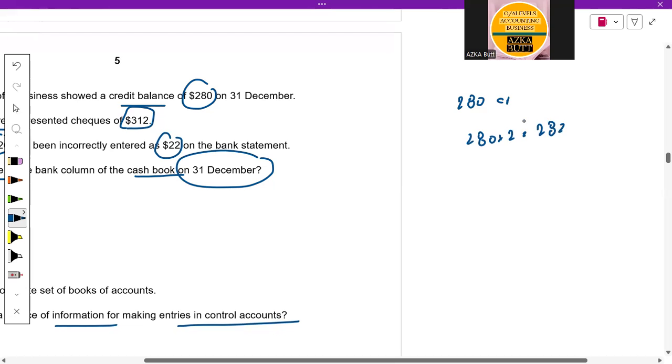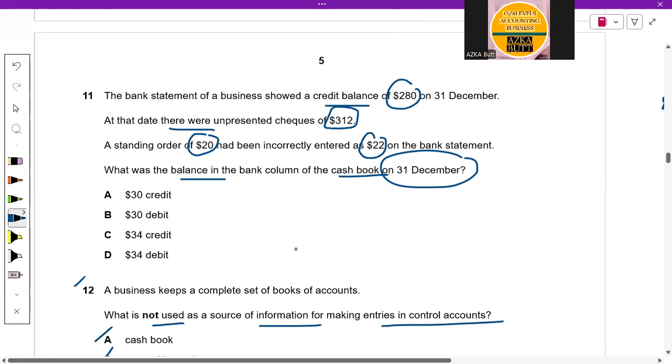And now we adjust for unpresented checks. Since unpresented checks of 312 have not yet been processed by the bank, we need to subtract this amount from the bank statement balance, which is 282 minus 312. So we have $30 in minus. Since the result is negative, it means that there is a $30 credit balance in the bank column of the cash book. So that's why option A is the right option.